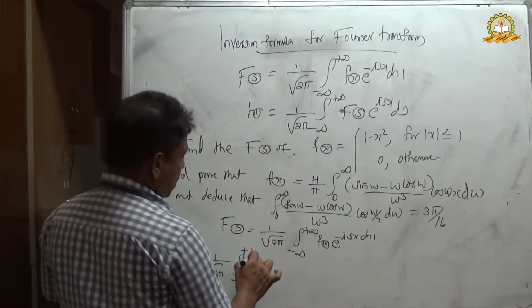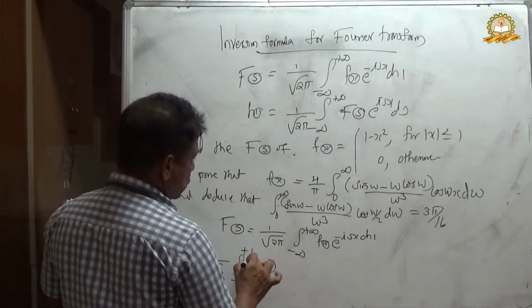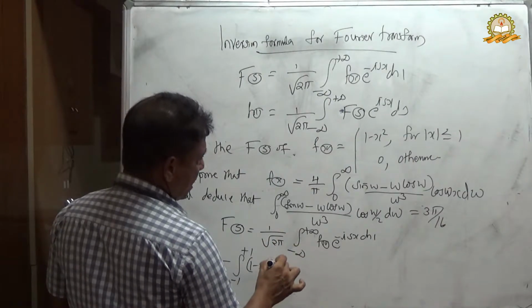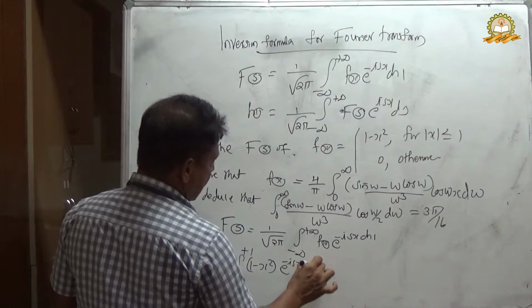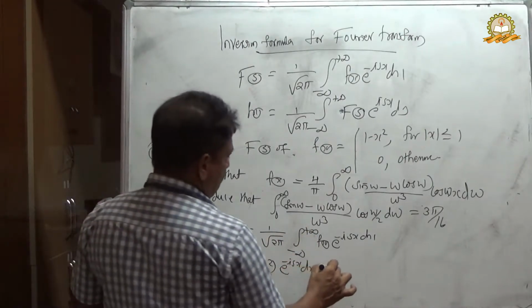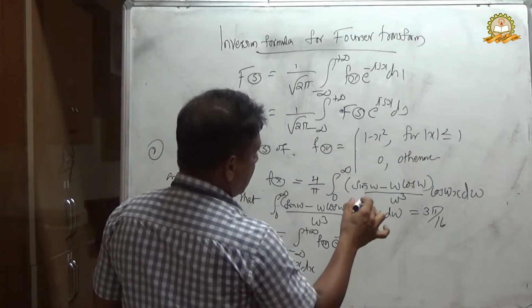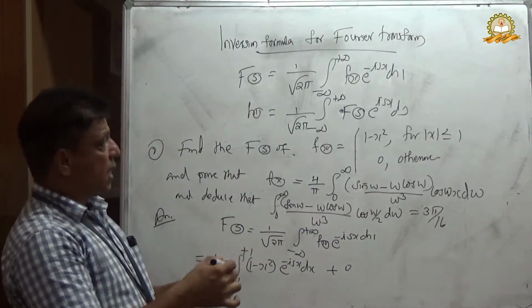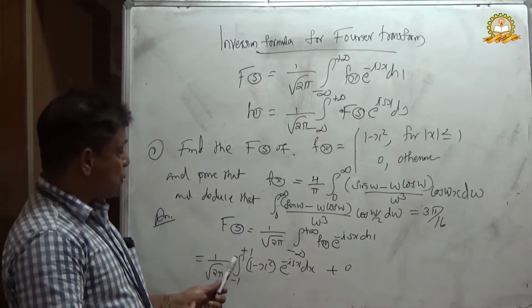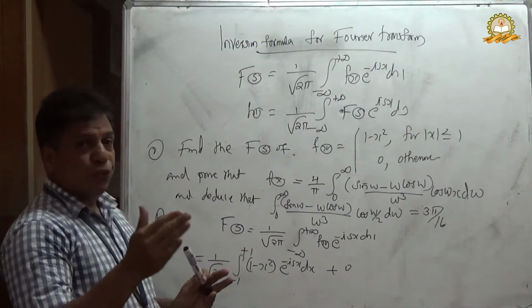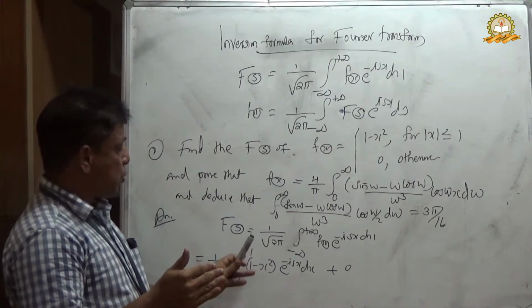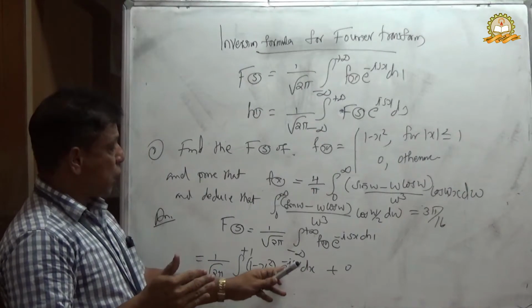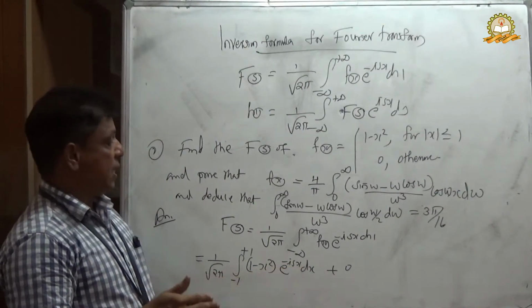Then f of x is equal to 1 minus x square, e raised to minus isx dx. Plus the second case will be 0, since in all other cases the function value will be 0. Therefore, our limit minus infinity to plus infinity reduces to minus 1 to plus 1 of 1 minus x square e raised to minus isx dx.